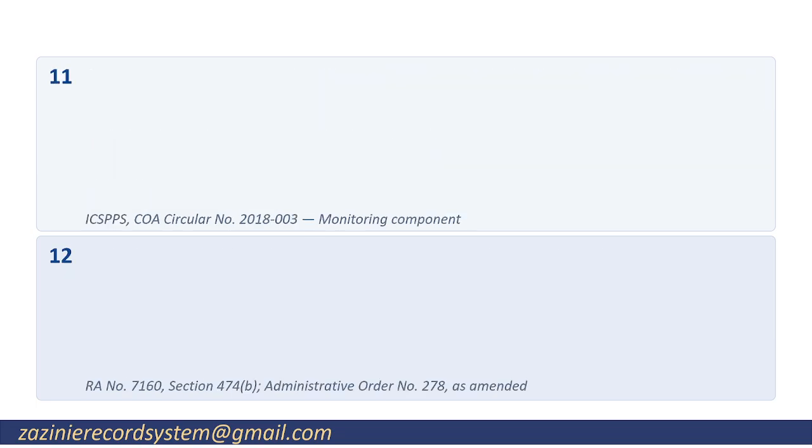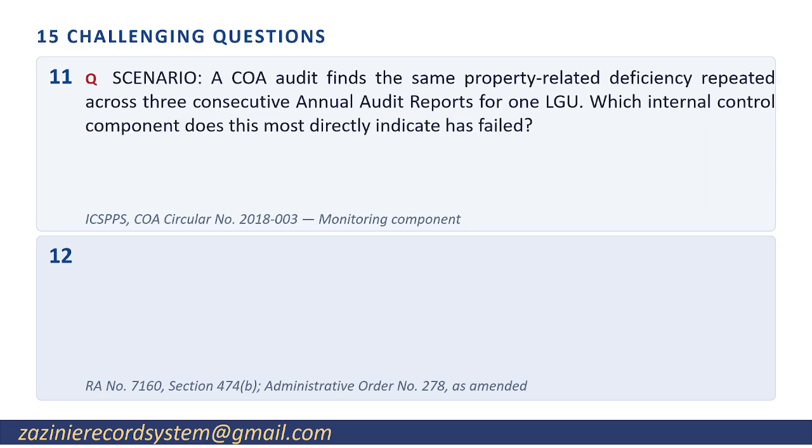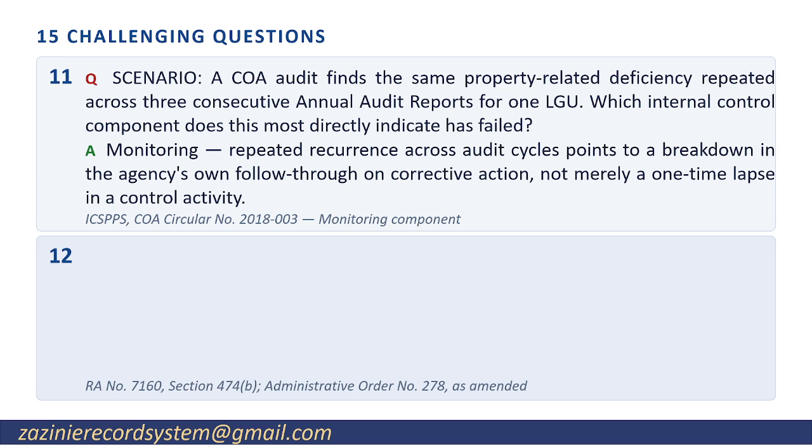15 challenging questions. Number 11. Scenario. A Commission on Audit finds the same property-related deficiency repeated across 3 consecutive annual audit reports for 1 LGU. Which internal control component does this most directly indicate has failed? A. Monitoring. Repeated recurrence across audit cycles points to a breakdown in the agency's own follow-through on corrective action, not merely a one-time lapse in a control activity.